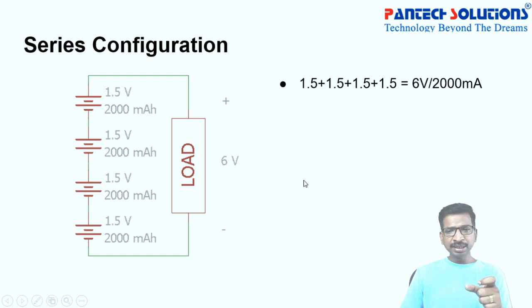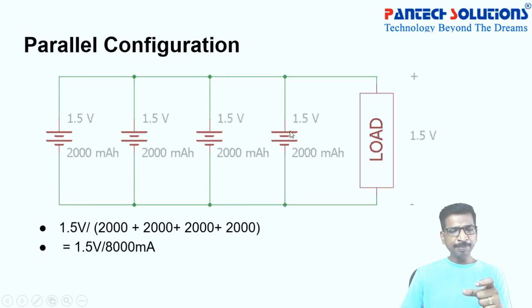So in that case, the total capacity of the source is about 6 volts, 2000 milliampere. And similarly, if you take a parallel configuration, if you configure the 1.5 volt, 2000 milliampere cells, in that case the entire load capacity will be about 1.5 volts, 8000 milliampere.